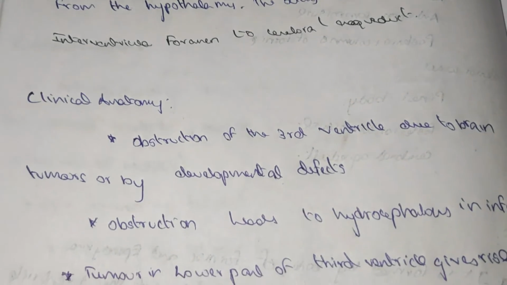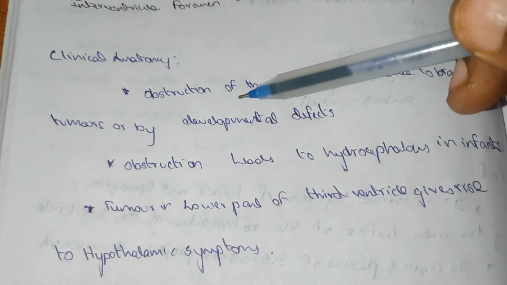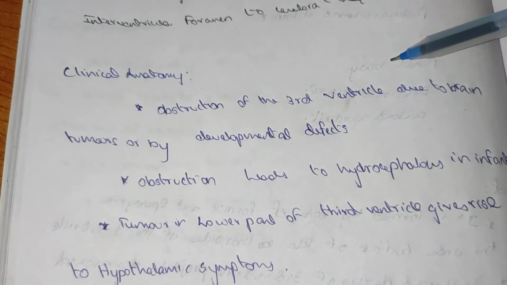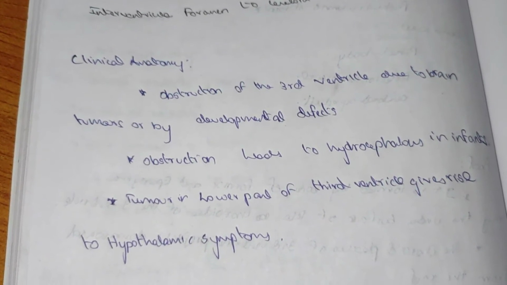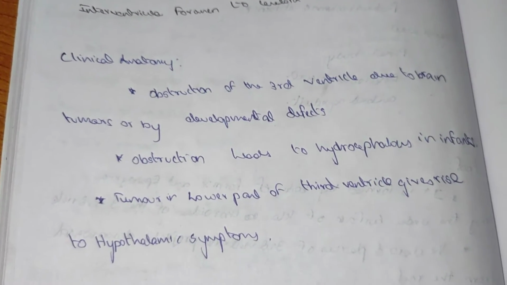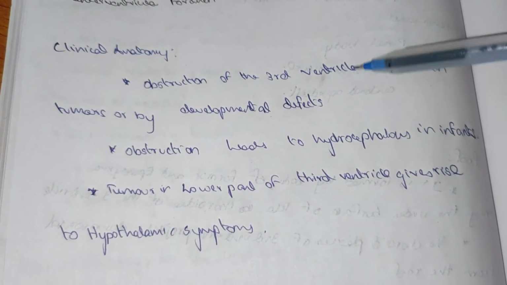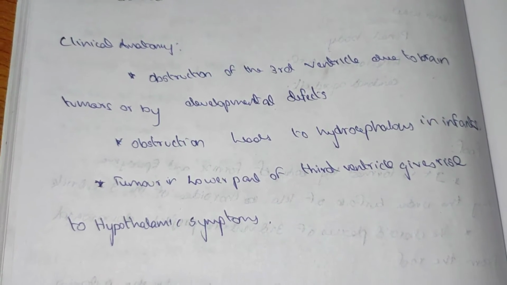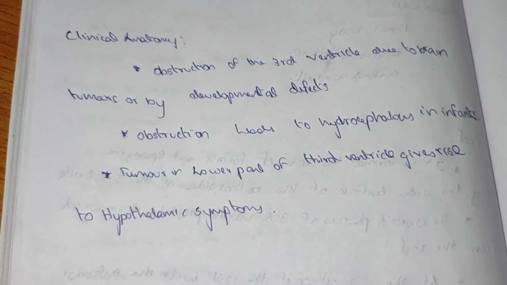Now you will see the clinical anatomy. Obstruction of the third ventricle may be due to brain tumors or developmental defects. Obstruction of the small canals, the interventricular foramen or cerebral aqueduct, leads to a condition known as hydrocephalus in infants.